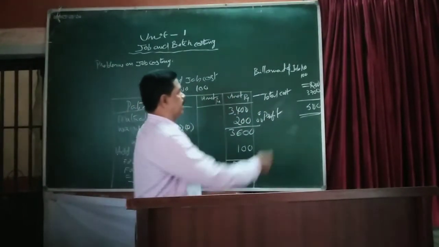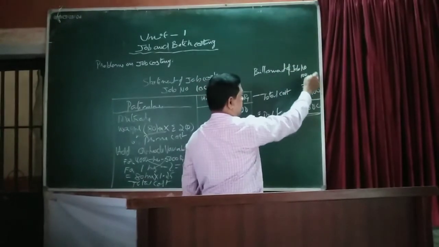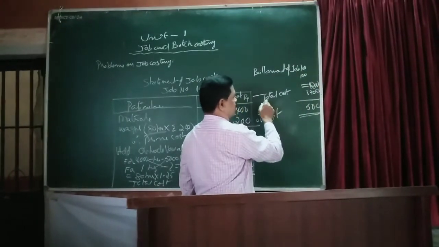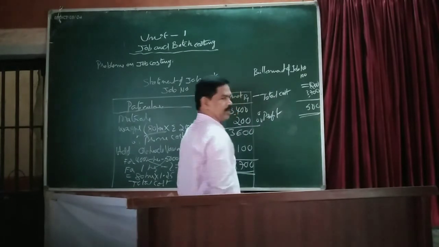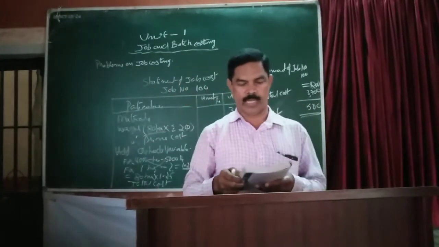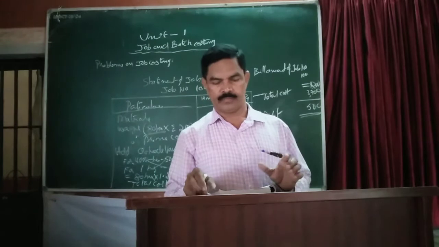So here bill amount of job number 100 is 4,200. Total cost is 3,700. Therefore the profit is 500. So this is how profit is calculated under job costing.